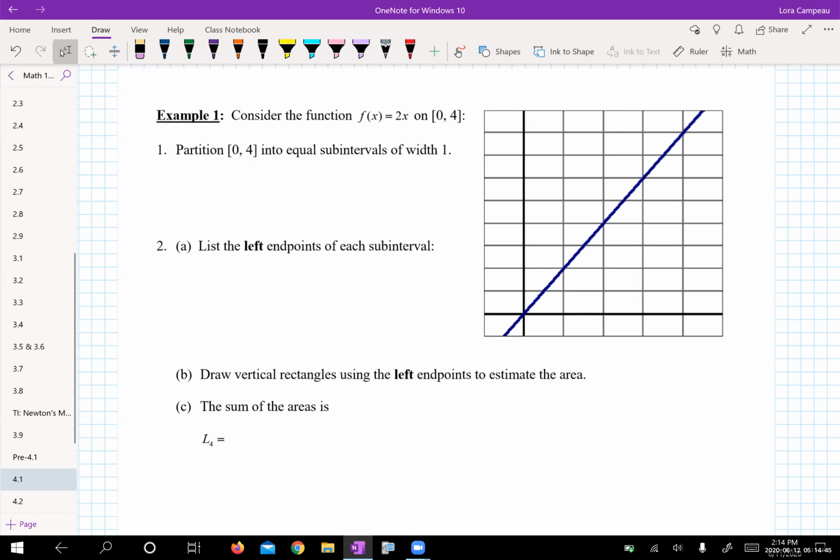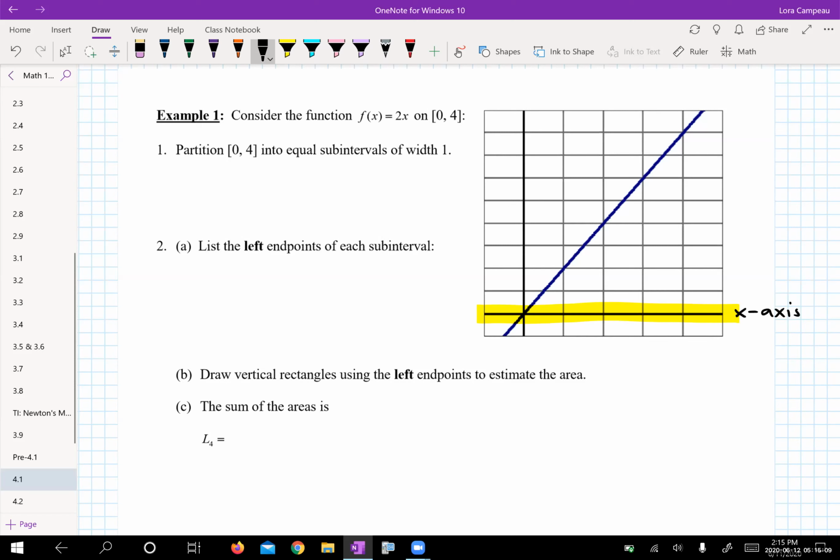This is the reason why we were practicing partitioning items into subintervals, because everything boils down to looking at your x-axis. We should have our x-axis right here. Everything boils down to breaking it up into equal parts so that you can make your rectangles.